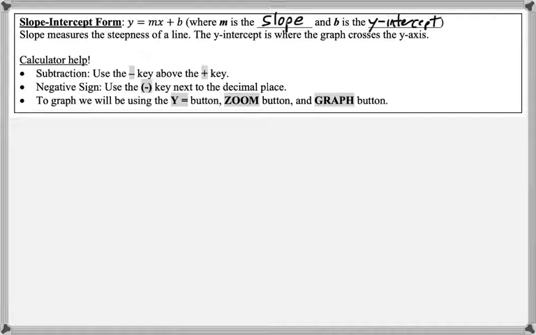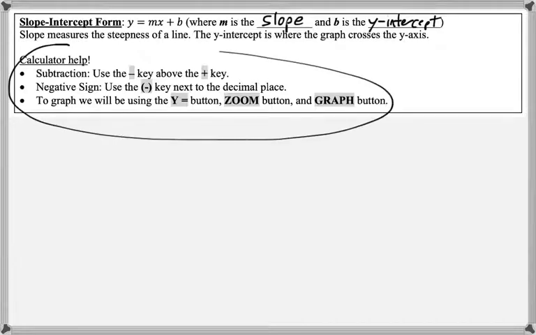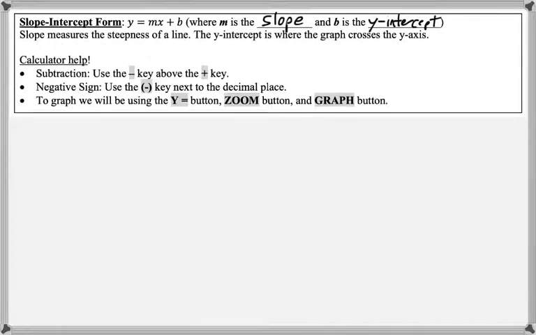In this box, you'll also see some help for our calculator. To do subtraction, you want to use the subtraction key above the addition key. For a negative sign, you want to use the negative key next to the decimal place. So it's easy to get these two keys mixed up. And then we will be graphing lines using the calculator. So to do this, we have to use the y equals button, the zoom button, and the graph button.